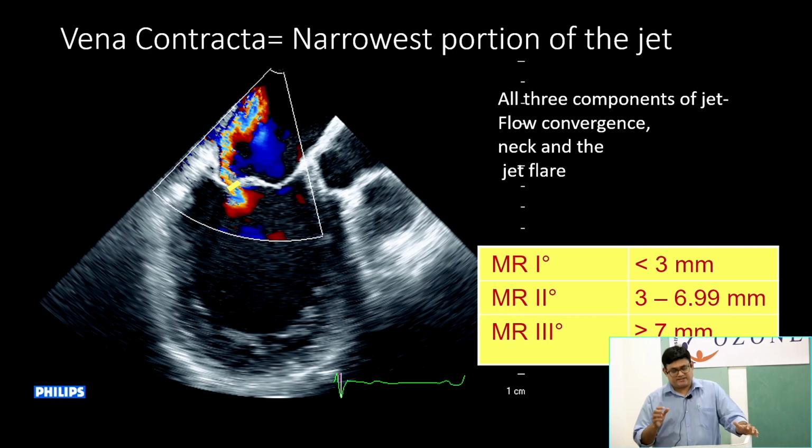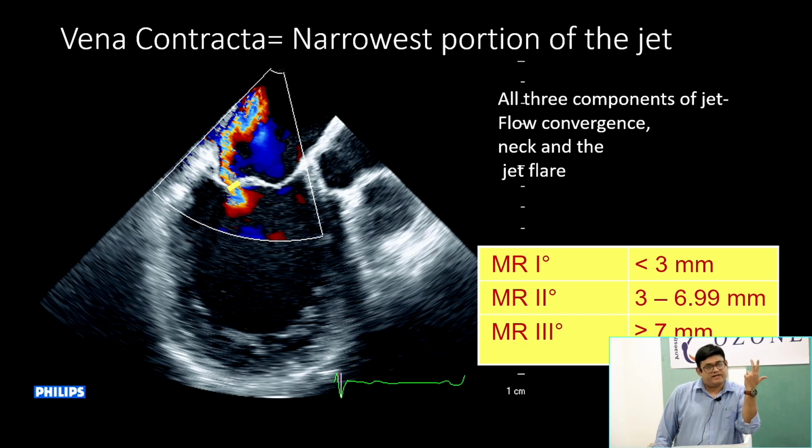Next is your vena contracta. This is the narrowest portion of the jet which you measure, but one should always keep in mind that you need all three components of the jet. That is your flow convergence, which you see here, the neck and the jet flare to measure correct vena contracta. A value of less than 3 millimeters is mild and more than 7 is severe MR. So vena contracta is a very simple, easily reproducible method. It is independent of loading conditions, so it is a very useful parameter to use.